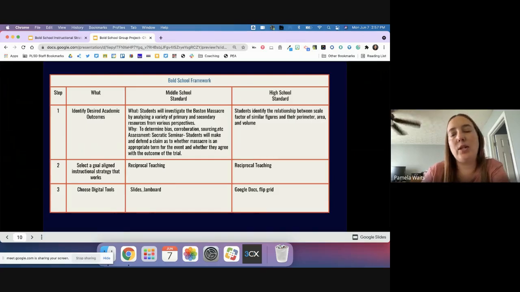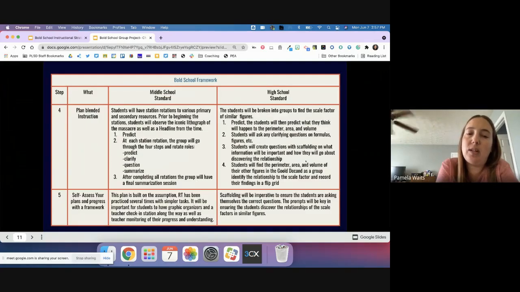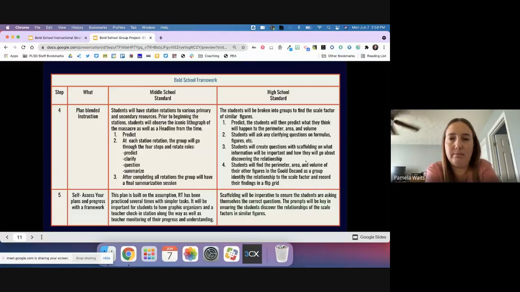It would give them a chance to predict, to ask any clarifying questions with any formulas they may need if they don't know the area or volume of whatever figures are in front of them, and then to question their peers. What do they think the steps would be to find the relationship between the scale factor and the similar figures for their perimeter, area, and volume, and then actually go through the steps to calculate them so that they can figure out what the relationship is on the scale factor.